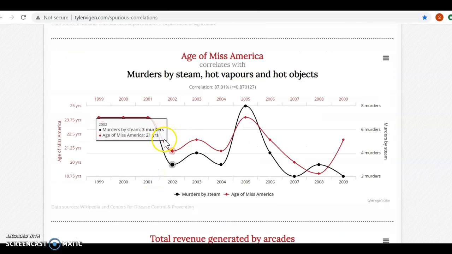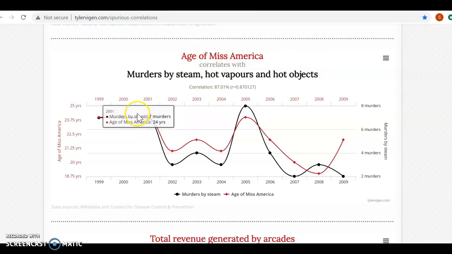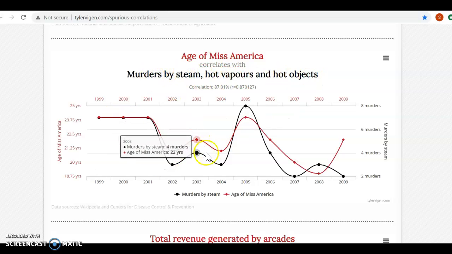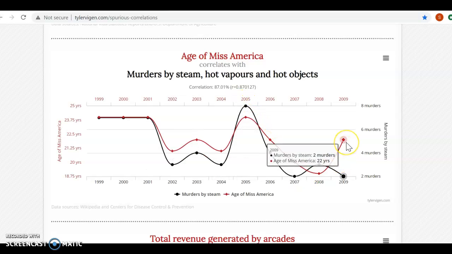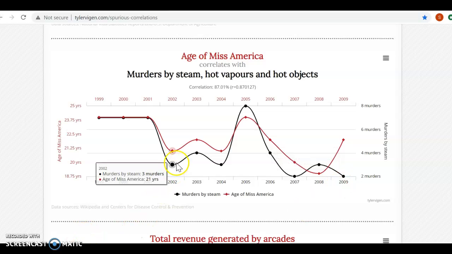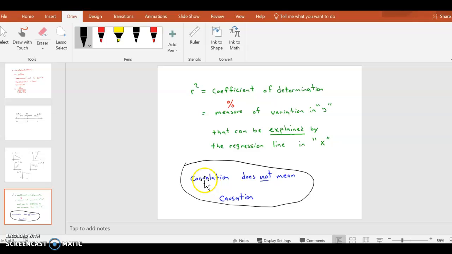You can see there's a whole bunch of other ones. There's the age of Miss America and murders by steam, hot vapors, and hot objects. We're not just talking about murders; it's a certain type of murder. You can see it trends: as the age changes in Miss America, so does the number of murders. It's kind of weird to think about, but yeah. Again, correlation does not mean causation. It's not cause and effect, there's just a correlation. If you have any questions, let me know.